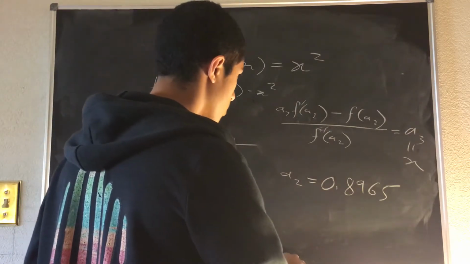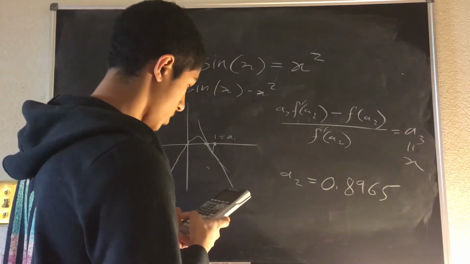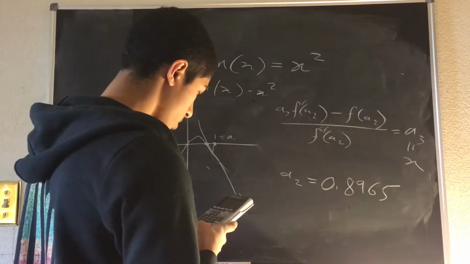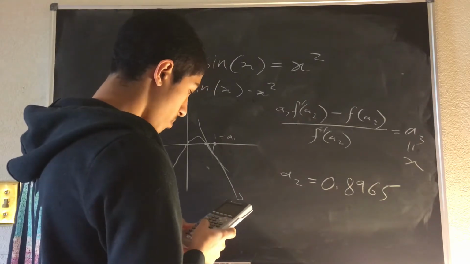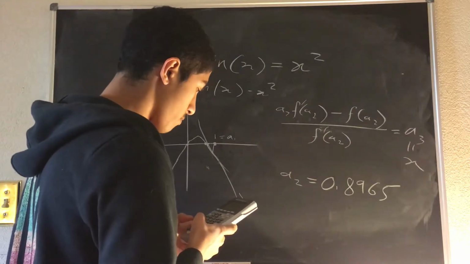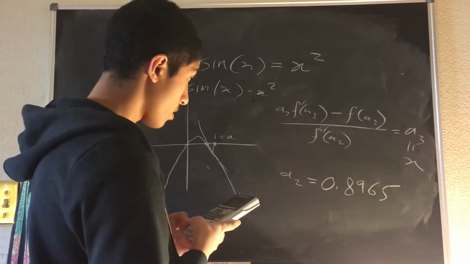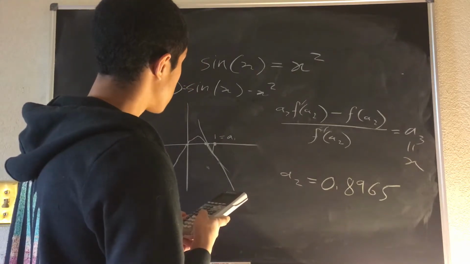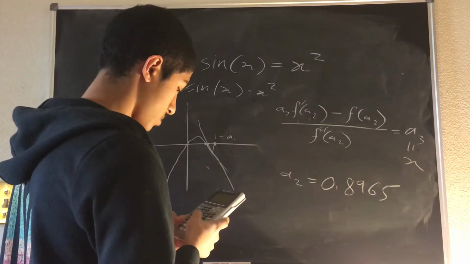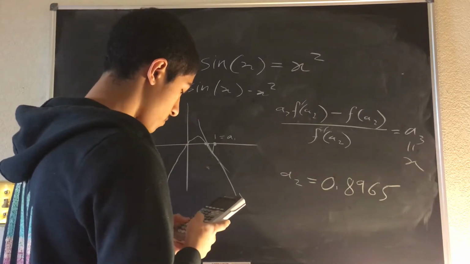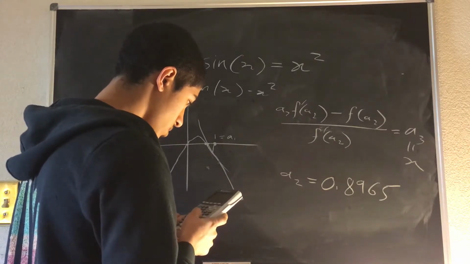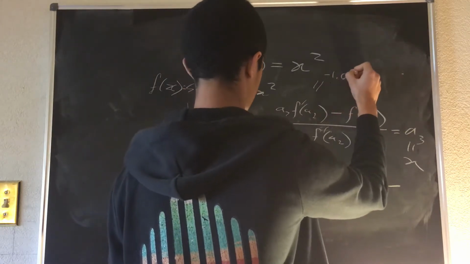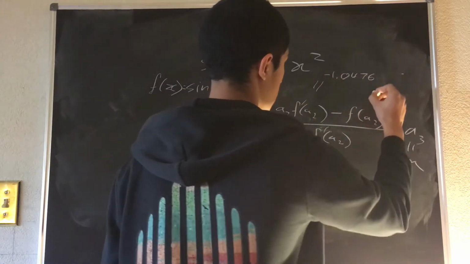So we will have a2 into f prime of a2. That is 0.8965 multiplied by the cosine of 0.8965 minus 2 times 0.8965, and that will equal negative 1.0476.